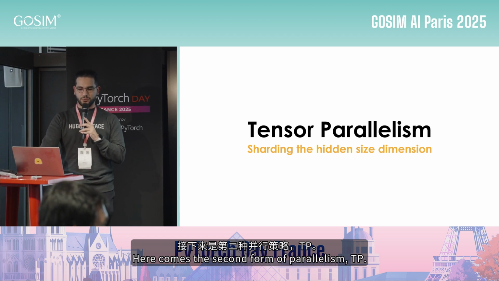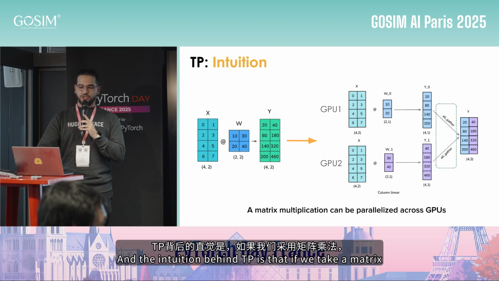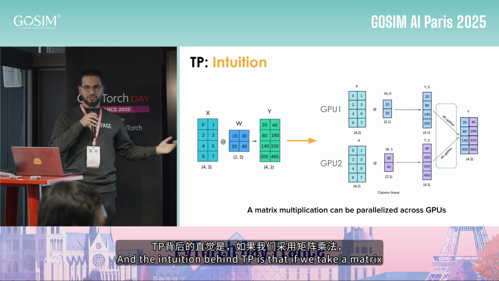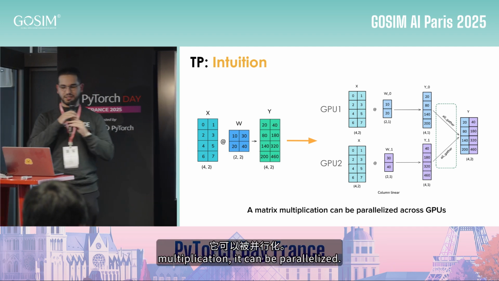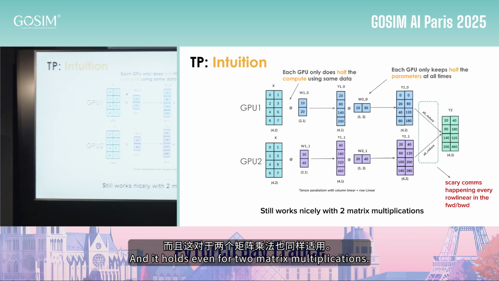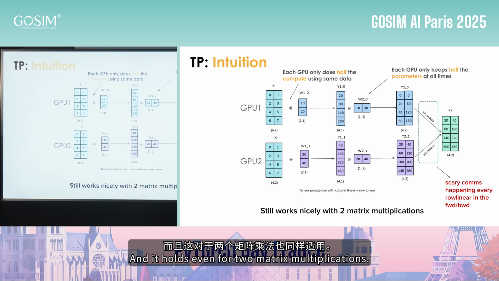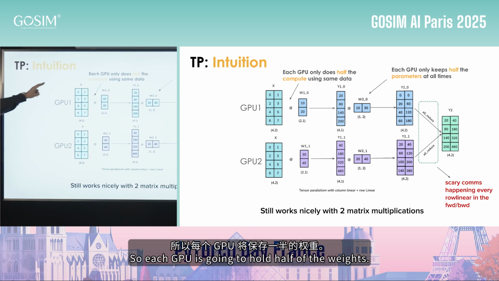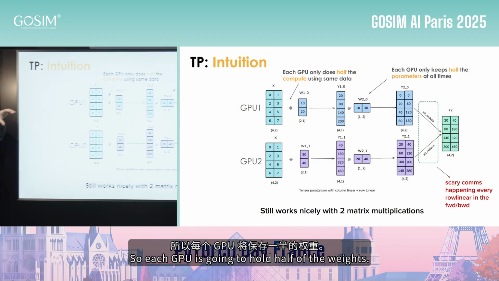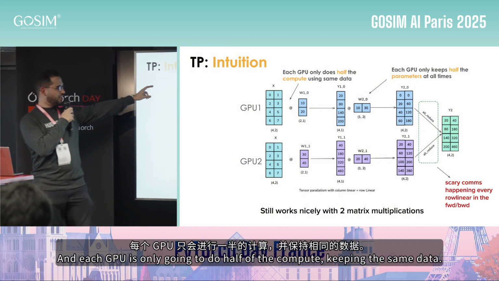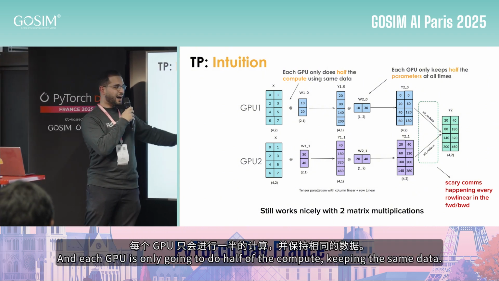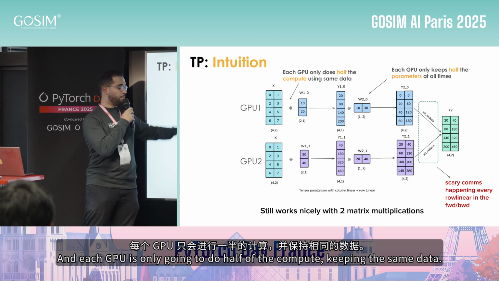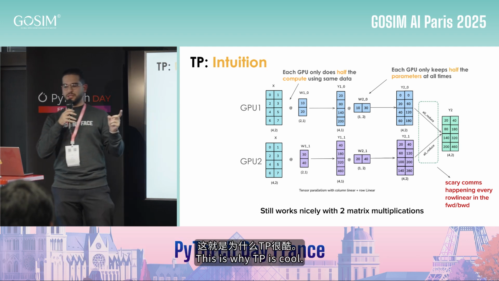Here comes the second form of parallelism, TP. The intuition behind TP is that if we take a matrix multiplication, it can be parallelized. And it holds even true for two matrix multiplications. So each GPU is going to hold half of the weights, and each GPU is only going to do half of the compute, keeping the same data. This is why TP is cool.